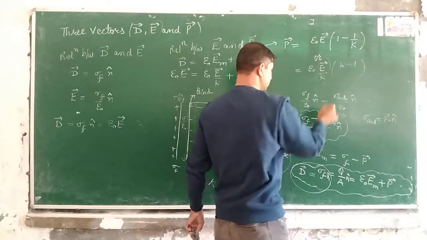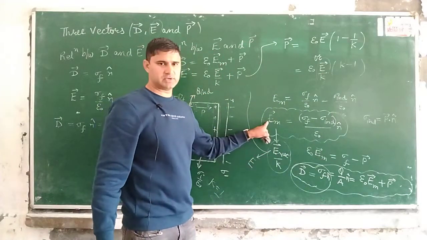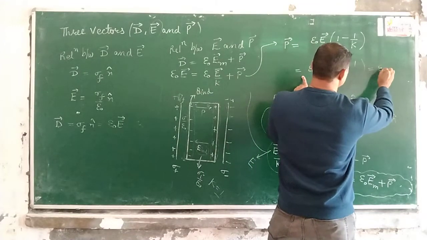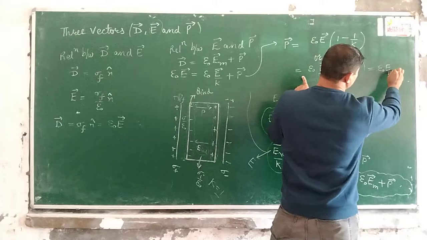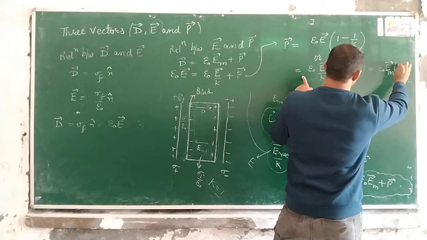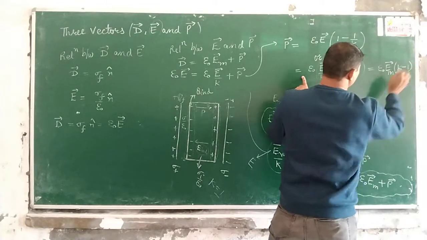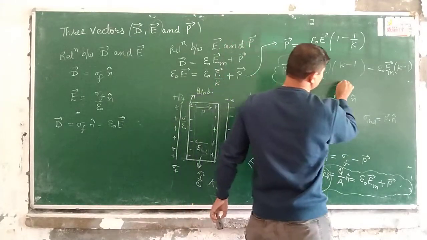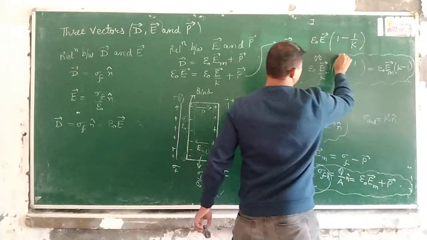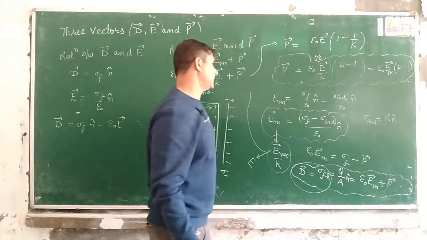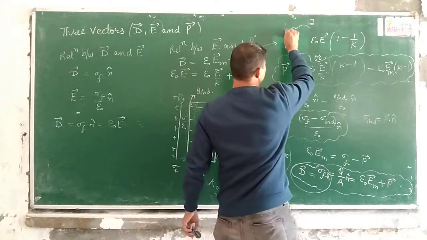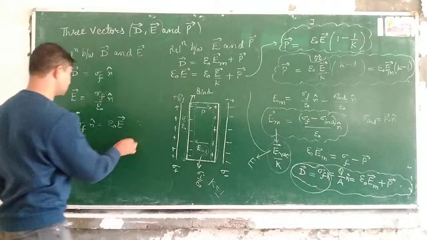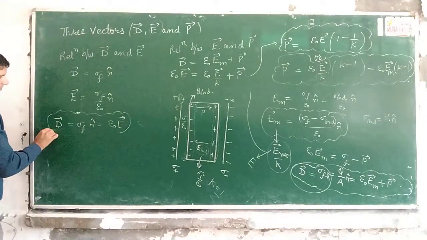And what is this? This is the electric field in the medium. So I can write this relation, epsilon node E in the medium of dielectric, times K minus 1, and this is how you can see the electric field in the medium, the electric field in the air, and the electric polarization vector are related with each other. So these are some of the important formulas.